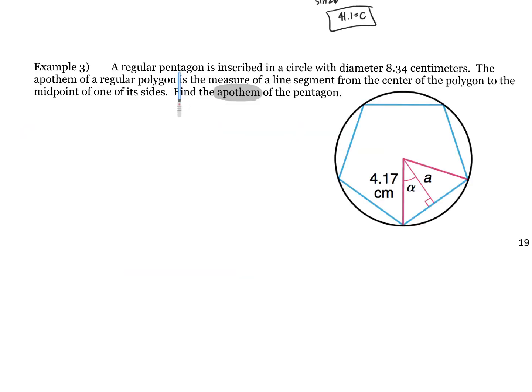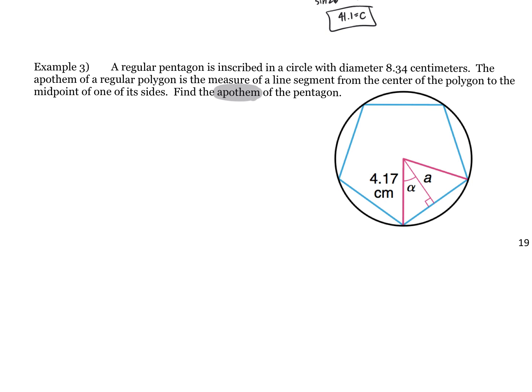Okay, we've got, first of all, a pentagon. How many sides in a pentagon? Five. One is regular. What do we know about those sides? They're all the same. That's huge. That's good to know. All these sides are the same. Inscribed means that that pentagon sits right inside that circle. The diameter of the whole circle is 8.34 centimeters. So this diameter would have been 8.34. So how did we get this unit right here? Divide by 2. Yeah, that's the radius, and they just divided that by 2.